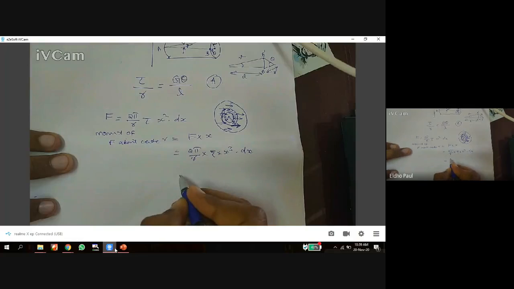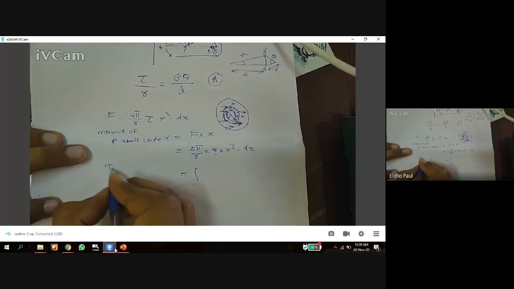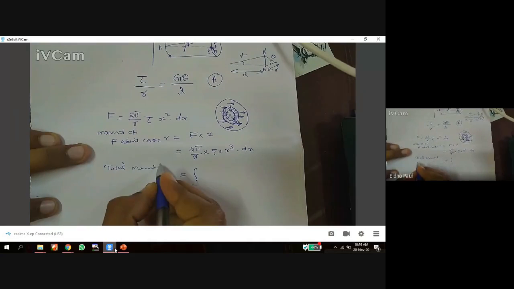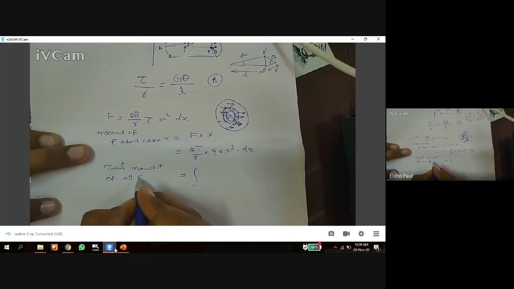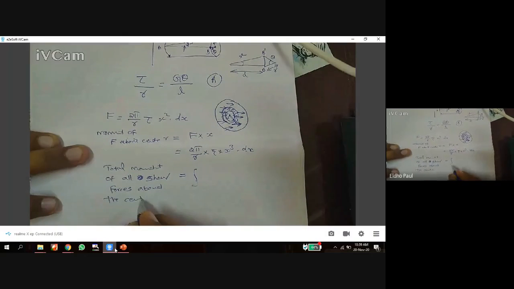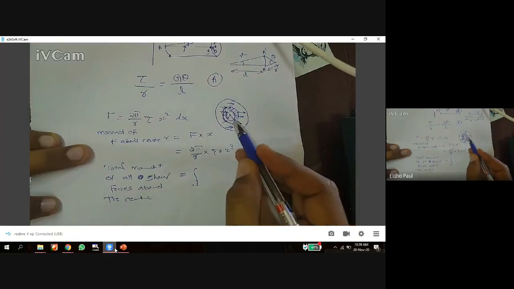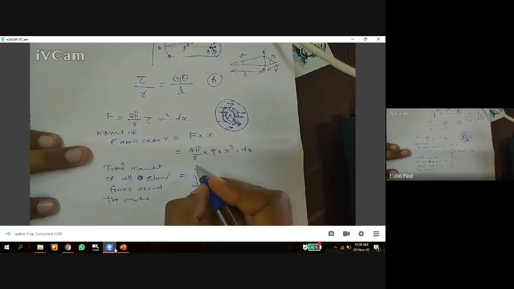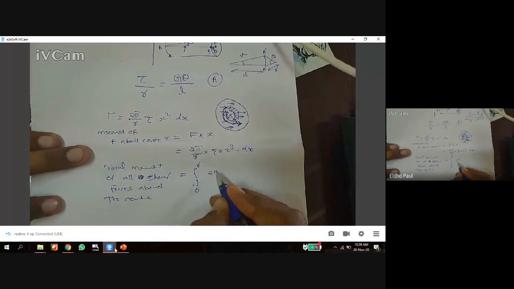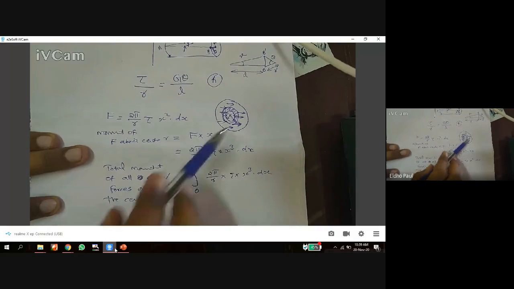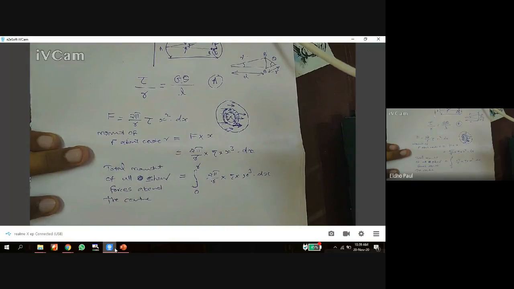So the total moment of all shear forces about the center is equal to the integral, with the range 0 to r, of 2 pi by r into tau into x cube into dx. When we integrate, we get the total moment of all these forces with respect to the center.